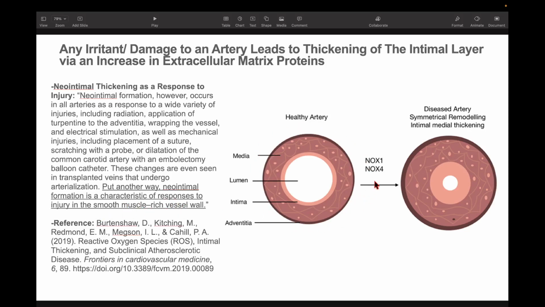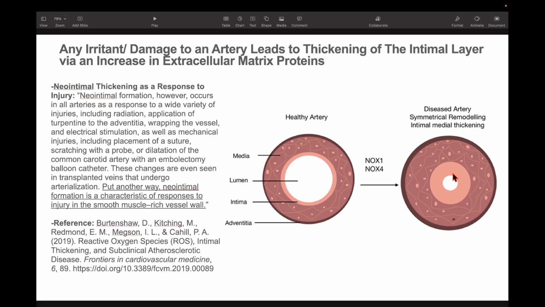So again, I have another image here. You have a healthy artery, you have a diseased artery, and what you can see is the different layers. So those media layers, that muscular layer, that adventitia layer is that connective tissue layer. You have the lumen of the artery, and then you have this intimal layer, the closest layer to the lumen, and there's a bunch of endothelial cells that line this intimal layer. Now, when you damage the artery, you irritate it in any type of way, changes in blood flow. Here they talk about a bunch of experimental damage that they've induced by different methods. What you find is that this intimal layer gets thick and it increases with those extracellular matrix proteins.